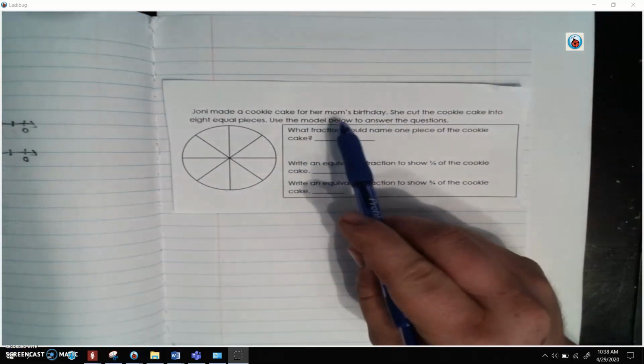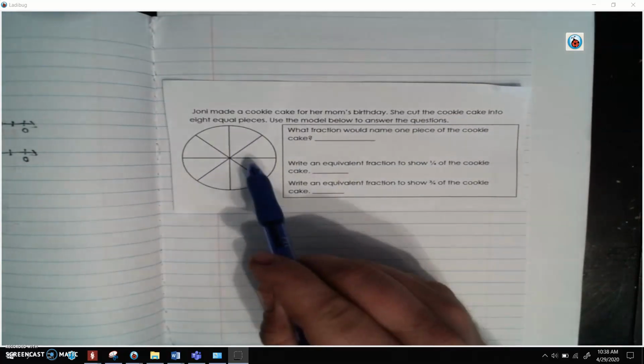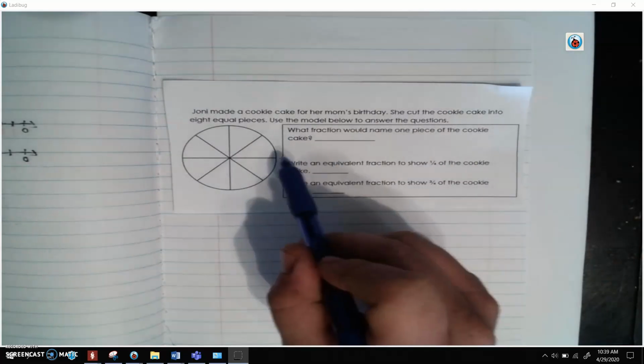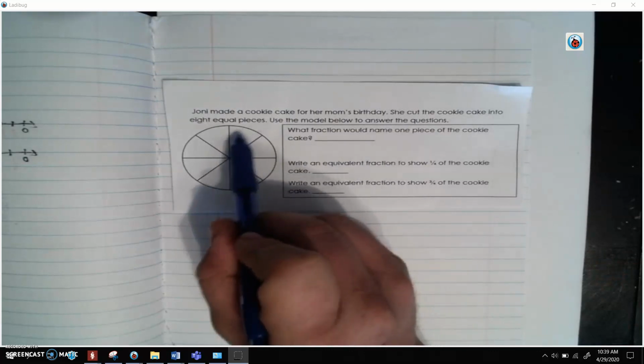Our next problem says Joni made a cookie cake for her mom's birthday. She cut the cookie cake into 8 equal pieces. Use the model below to answer the question. So we have a couple of questions here. The first one says, what fraction would name one piece of the cookie cake? So if she just eats one of these pieces, I know that there's 8 pieces. So if I just eat one piece, that would just be 1/8.